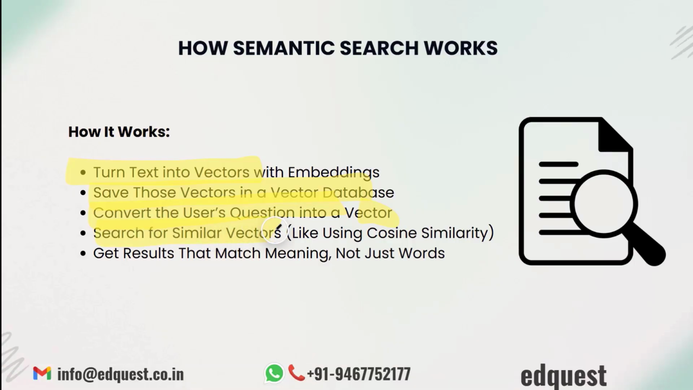The fourth step is similarity search. The system runs a similarity search between the query vector and the stored vectors. It uses metrics like cosine similarity to find the vectors which are most similar in meaning, and those become your search results. Notice that at no point does the system care about exact keywords. It's all about closeness in vector space. That's what makes it semantic.